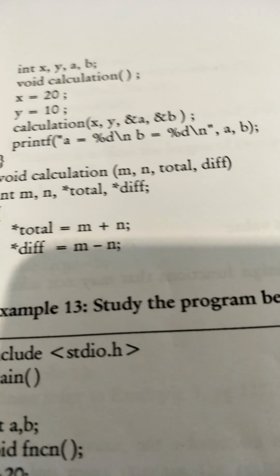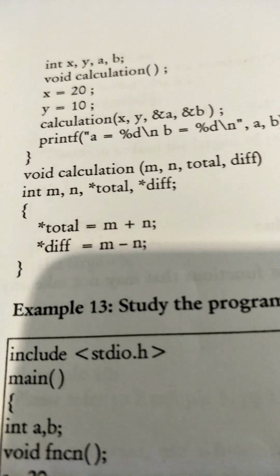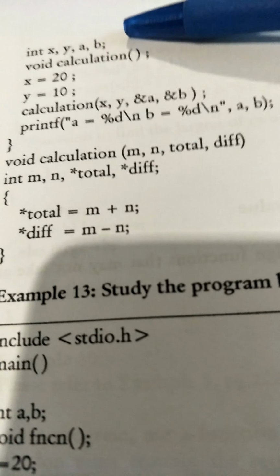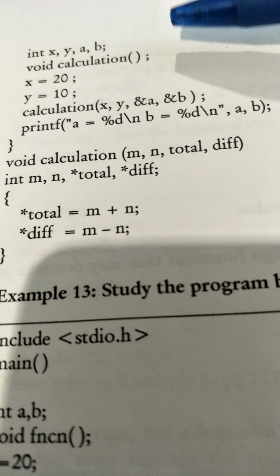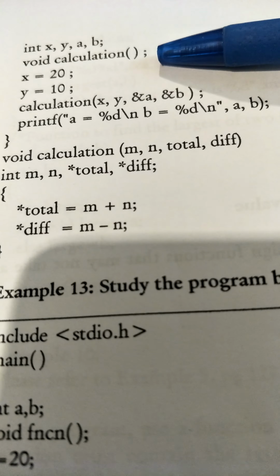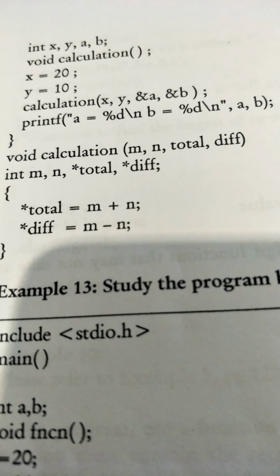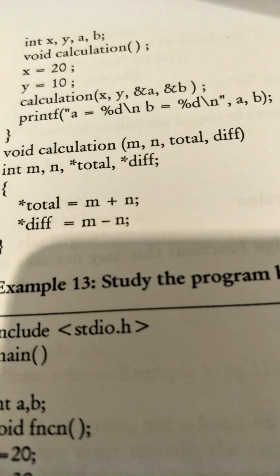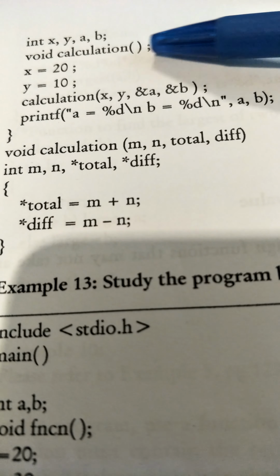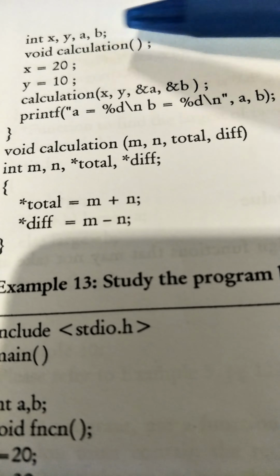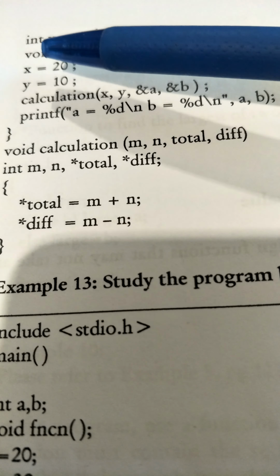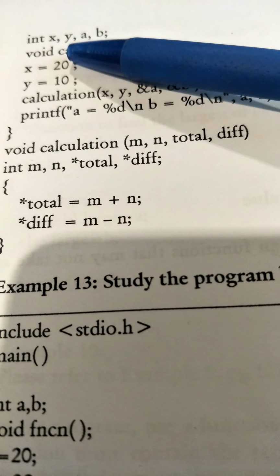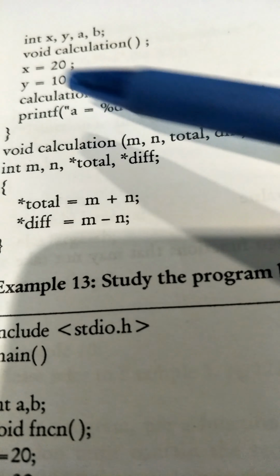Now back to this example. If you look at this, we have integer a, b, c, x, y, a, b. Void calculation. Remember that we return multiple values. This is the purpose of the program, to return multiple values. So in this case, we have multiple values, and to avoid confusion, instead of putting integer like in the previous case, now we just put void. And then this is x, y.